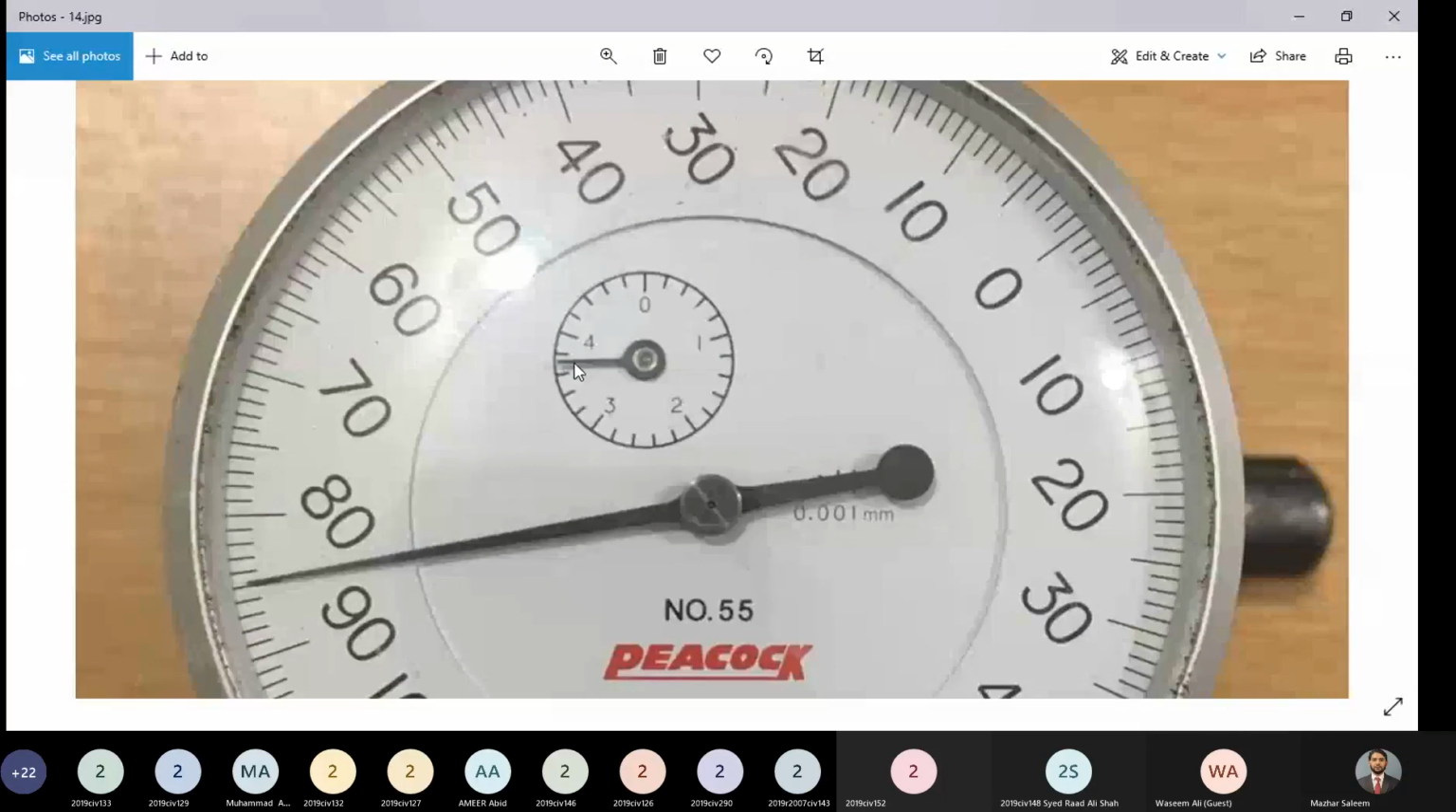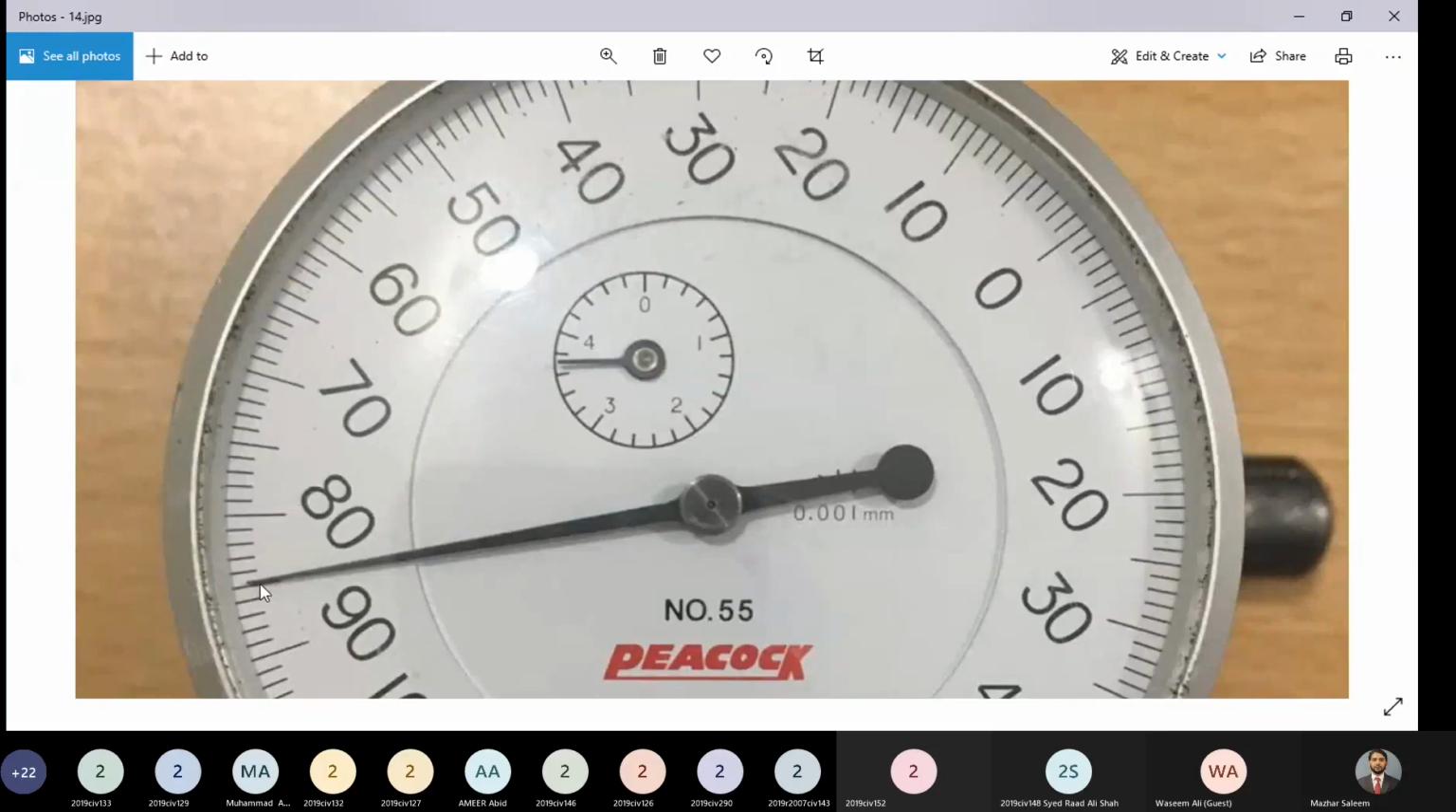And what about the small scale reading? This is 0 and the needle is moving in the counterclockwise direction. 10, 20, 30, 40, up to here. This is 85. So the small scale reading is 85.